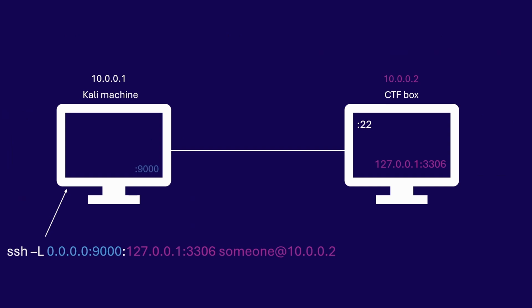I open port 9000, create an SSH tunnel between me and 10.0.0.2, and everything that leaves through that tunnel will be forwarded to port 3306 on localhost on the CTF's box. Now I can connect to the database using this command on my Kali machine, and it will be forwarded to my port 9000. Then it will go through the SSH tunnel and finally be forwarded to the local port on the CTF's box.